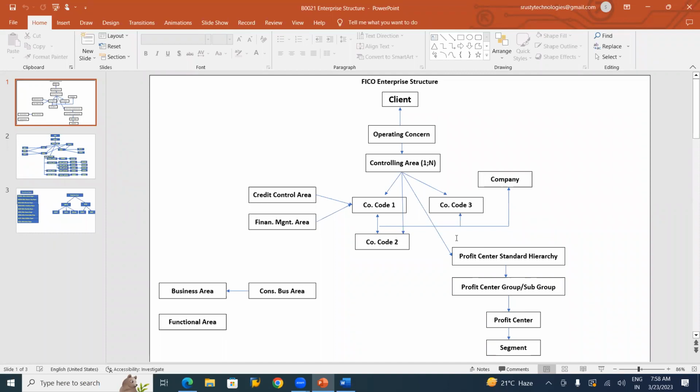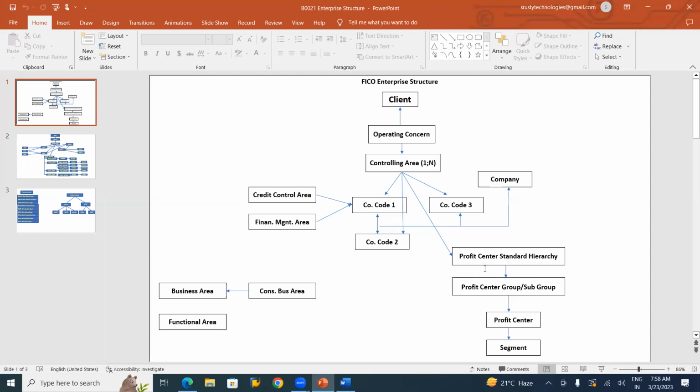So first controlling area, then the profit center standard hierarchy. Under that, profit center group. Under profit center group and subgroups, we can have up to whatever levels, but the last one ends with the profit center. Any node which starts with the controlling area should end with a profit center, meaning the last element we create in this particular hierarchy is a profit center. If we do not close any hierarchy with a profit center, then it is considered an incomplete node. So a total of 9 nodes we can create in any profit center standard hierarchy.